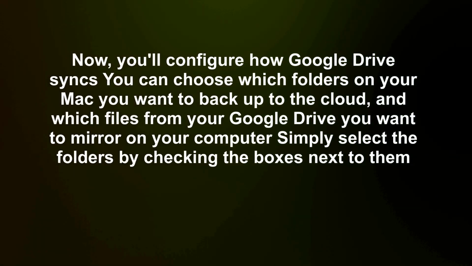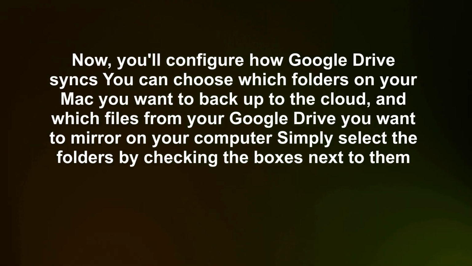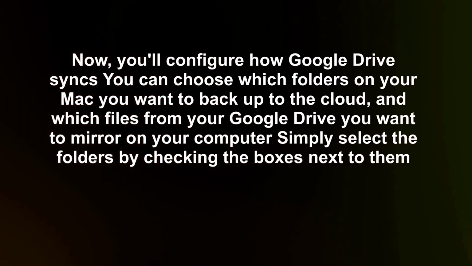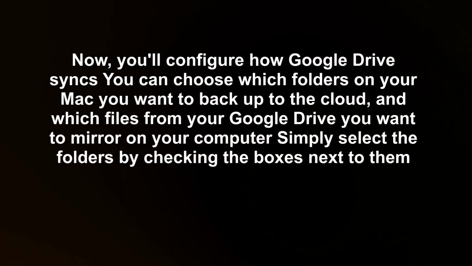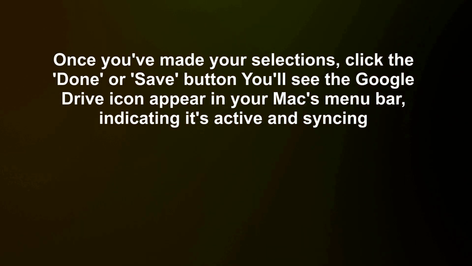Now, you'll configure how Google Drive syncs. You can choose which folders on your Mac you want to back up to the cloud, and which files from your Google Drive you want to mirror on your computer. Simply select the folders by checking the boxes next to them. Once you've made your selections, click the Done or Save button.